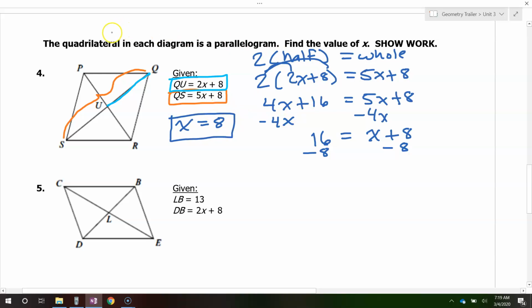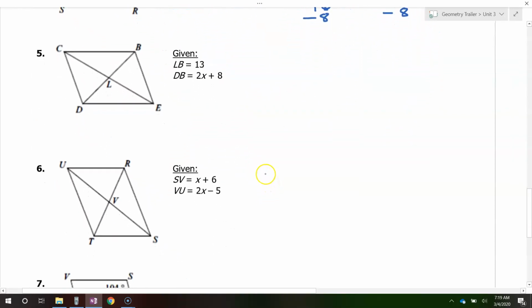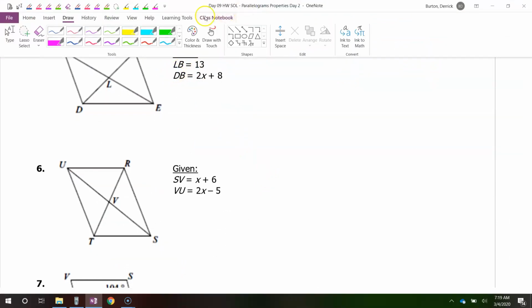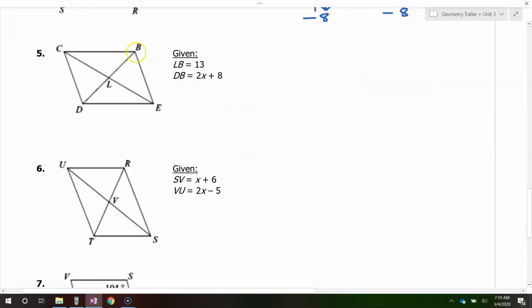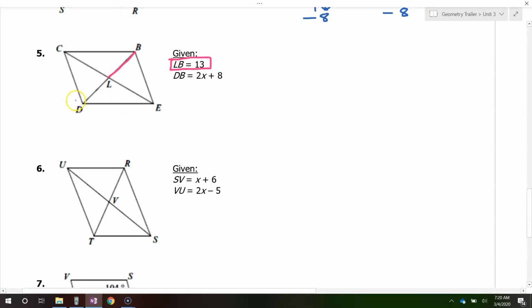Okay, and so on this page, they're just asking us to find x, and we don't have to plug it back in to find other stuff. So we're done with that one. Okay, LB. LB is right here. DB. Oh yeah, let me color coordinate as I go. DB is right here.